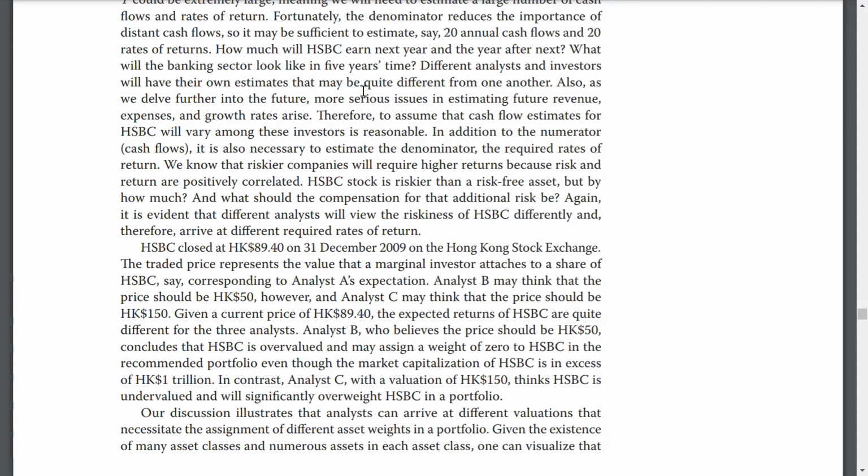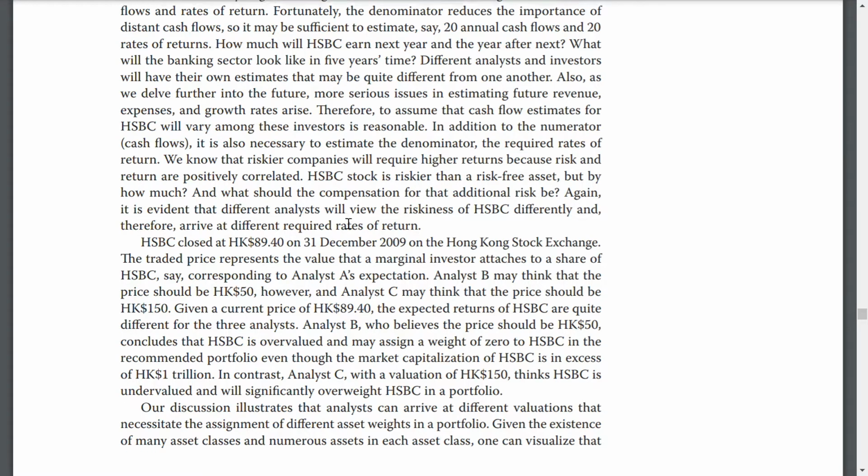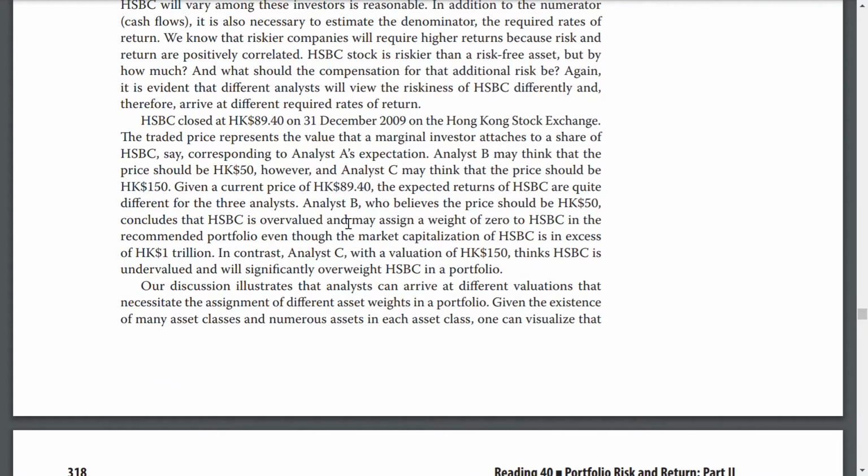HSBC closed at Hong Kong dollars 89.40 on 31st of December 2009 on the Hong Kong Stock Exchange, and the traded price represents the value the marginal investors attach to the shares of HSBC, corresponding to analyst A's expectations. Analyst B may think that the price should be Hong Kong $50. However, analyst C may think it should be Hong Kong $150. Given the current price of Hong Kong $89, the expected returns of HSBC are quite different. For the 3 analysts, the stock is overvalued, undervalued, and fairly valued according to their different calculations.